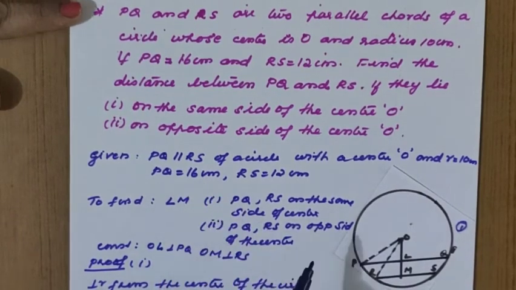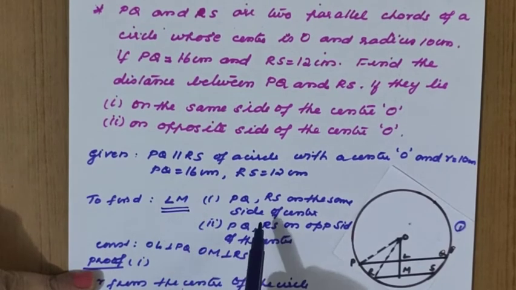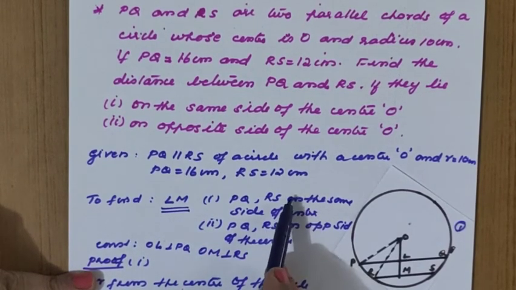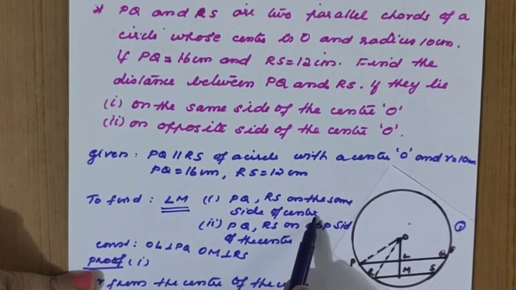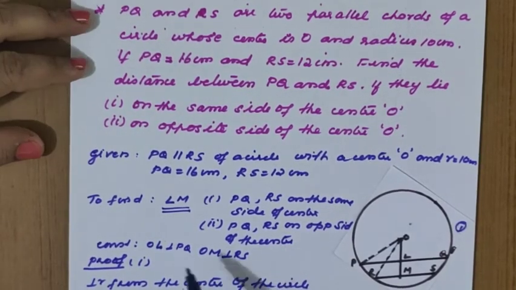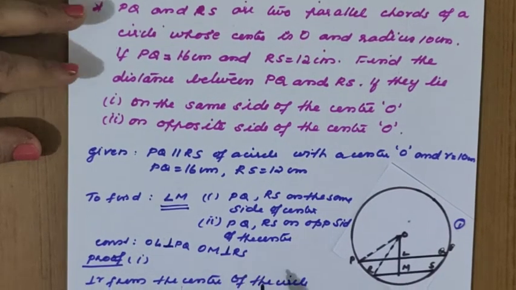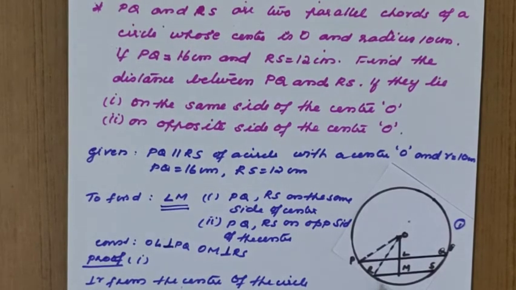So given, to prove, you complete as it is. But here to find the length of LM only. But two cases are there. One case when it is on the same side of the center and the other when the two chords are on different sides of the center. So construction is not given, so we are drawing the perpendiculars: OL perpendicular to PQ and OM perpendicular to RS.